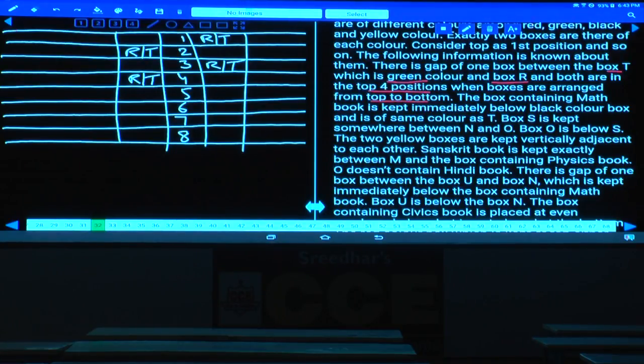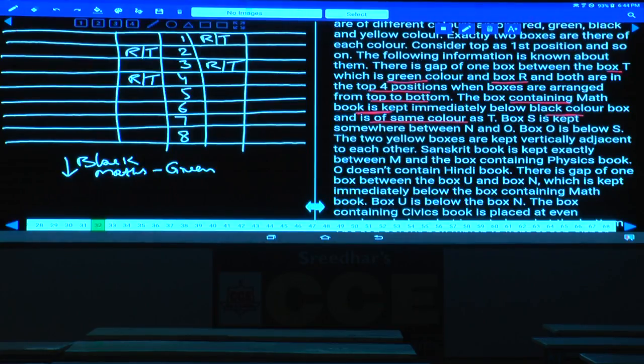The box containing the mathematics book is kept immediately below the black color box. Now black color is here. Now this mathematics is immediately below this black color box. Can we write like this or not? The box containing the maths book is kept immediately below the black color box and is of the same color as T. And of the same color as T means, T is which color? T is green color. And that means the maths box is green color.